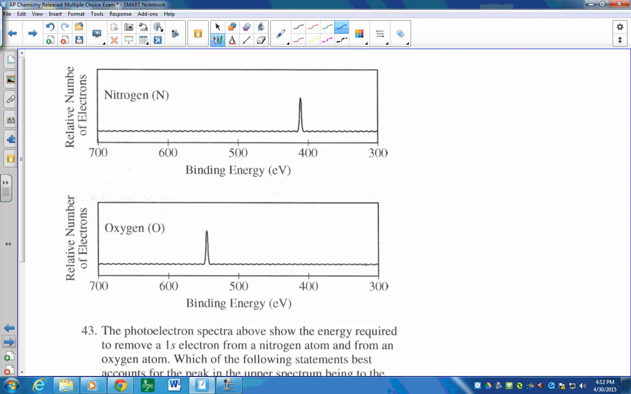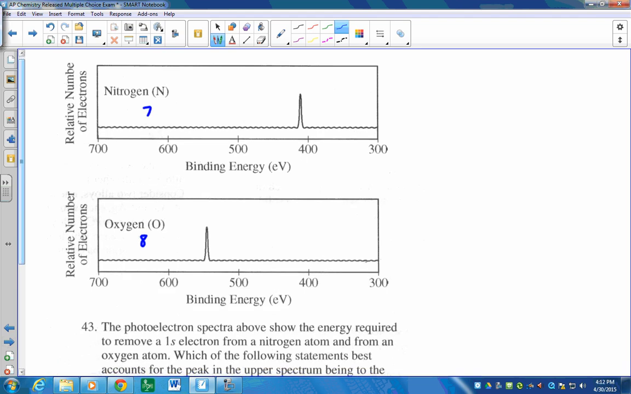That's a tough problem. You're not going to get them all. This is my PES question. I love this question. So here's the thing. This is oxygen. What you've got to know is, look at your chart, and oxygen is atomic number 8, and nitrogen is atomic number 7. That's going to be important.